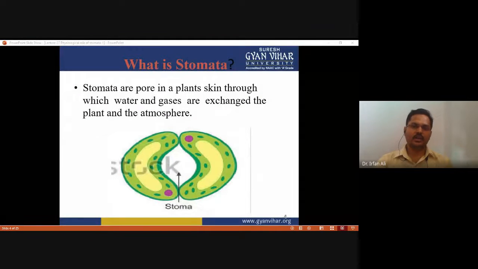First of all, how do stomata look? So this is the structure of stomata. Stomata are pores in the plant's skin through which water and gases are exchanged between the plant and the atmosphere. So this is a pore, and this is a stomata in the open stage. This is the pore of the stomata, and it is surrounded by guard cells, which are kidney shaped cells.